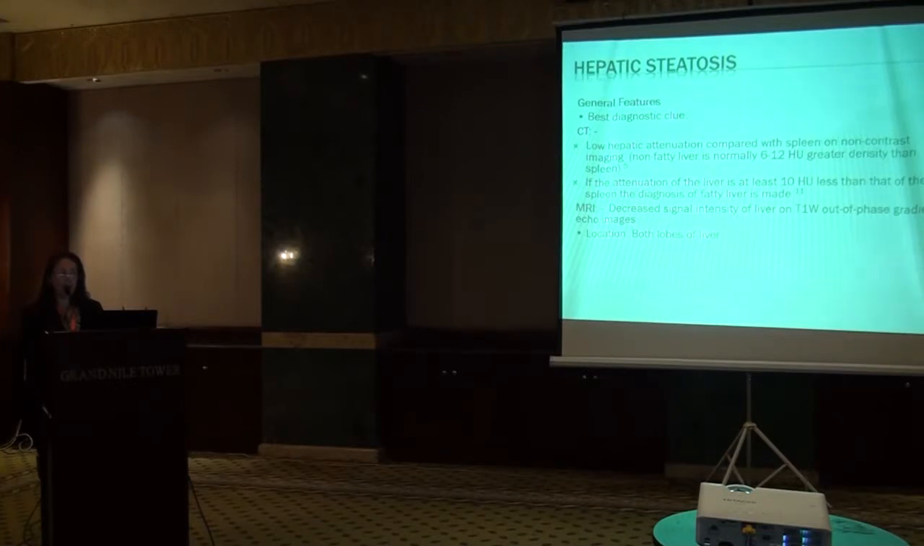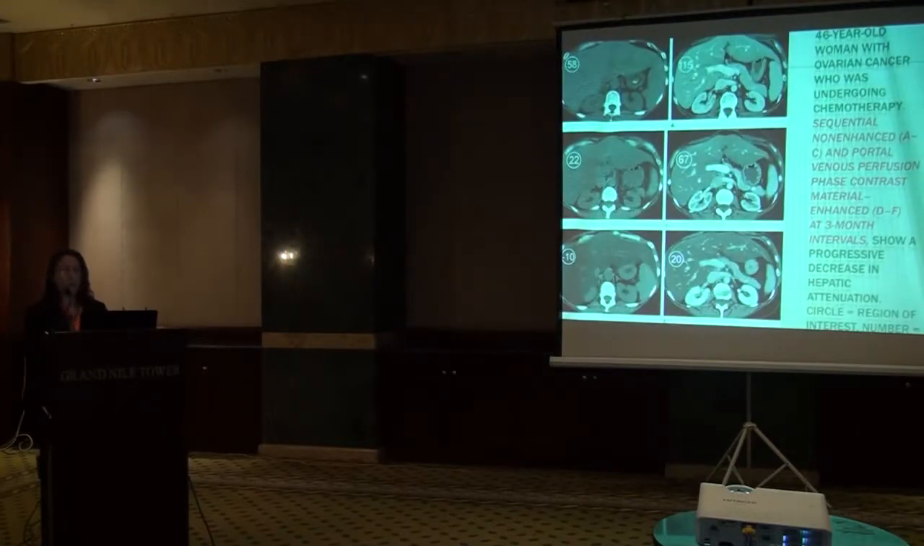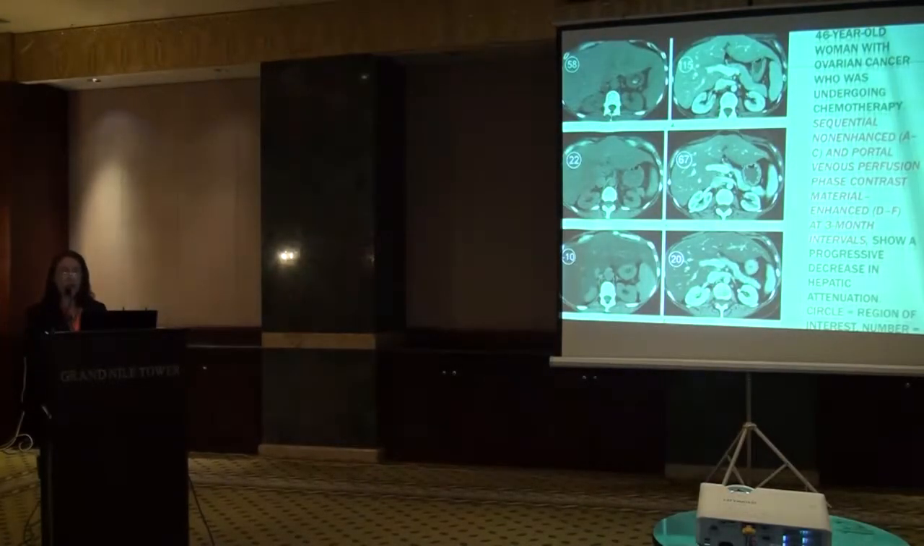It can affect both lobes of the liver with diffuse fatty infiltration and enlargement of the liver. The presence of normal vessels coursing through the lesion is a very good radiological sign. This is the hepatic parenchyma in a 46-year-old woman with ovarian cancer who was undergoing chemotherapy.